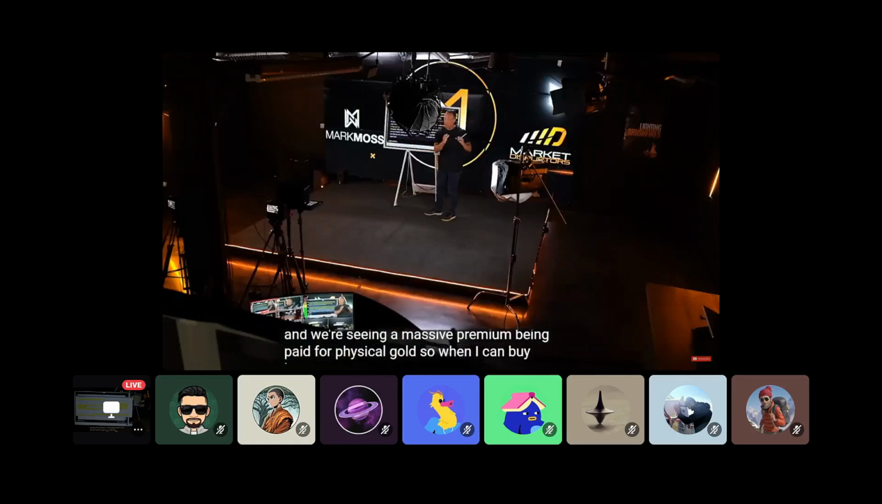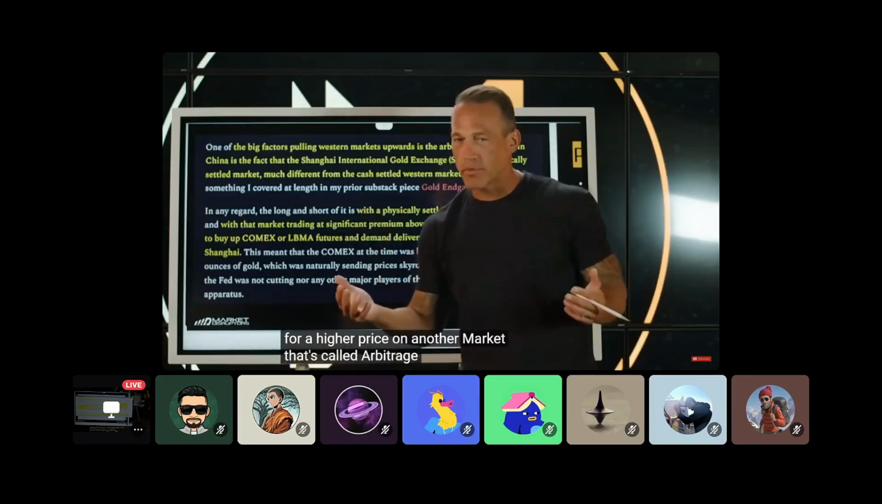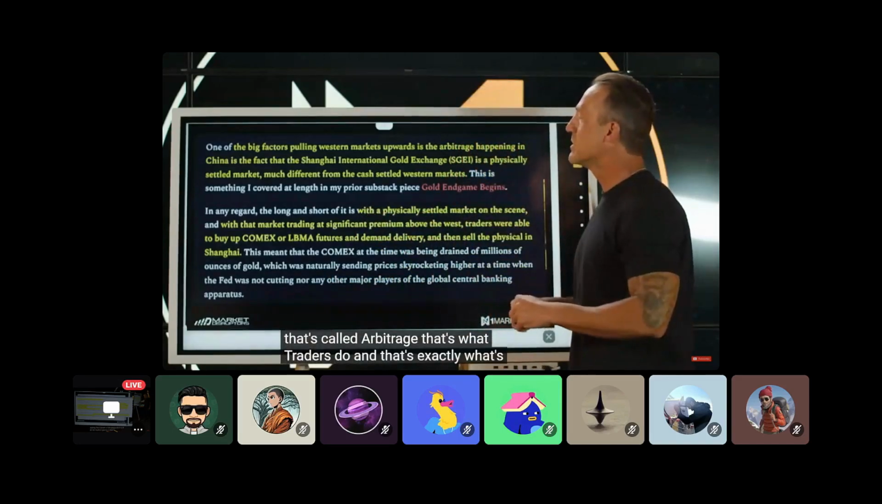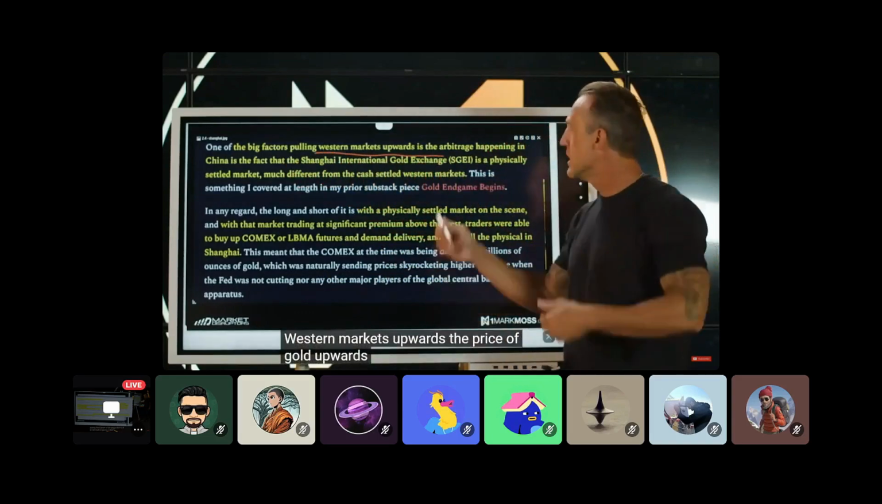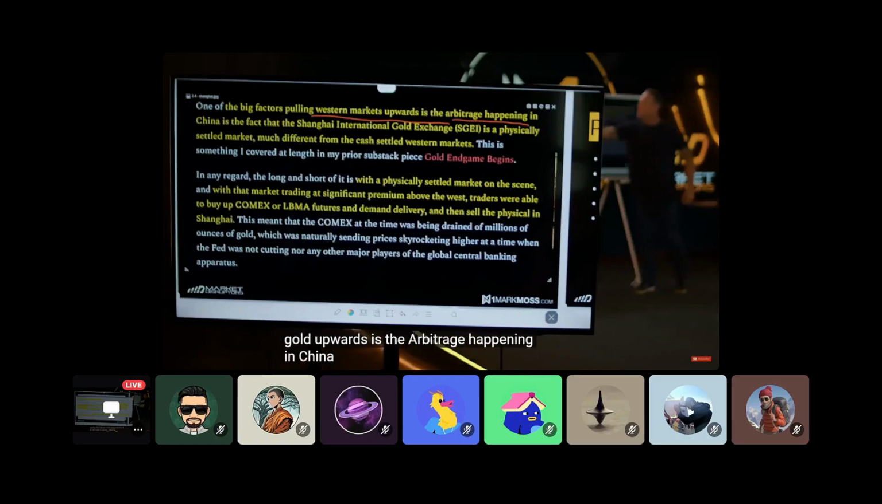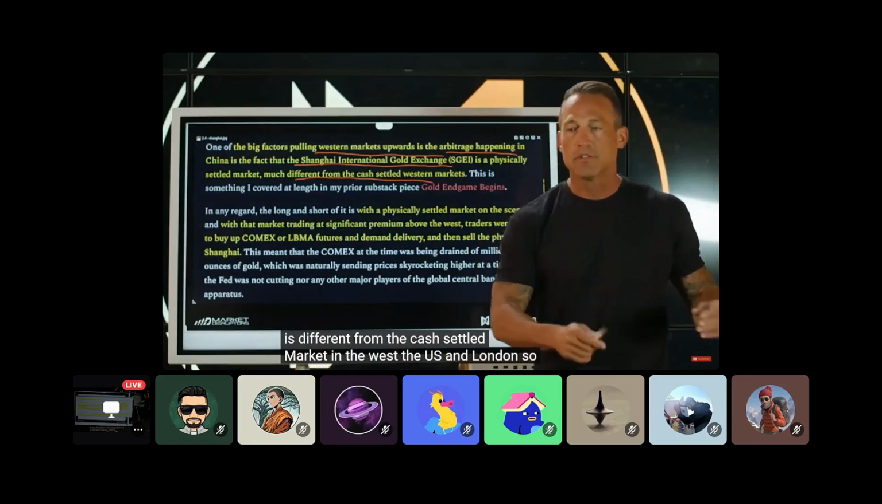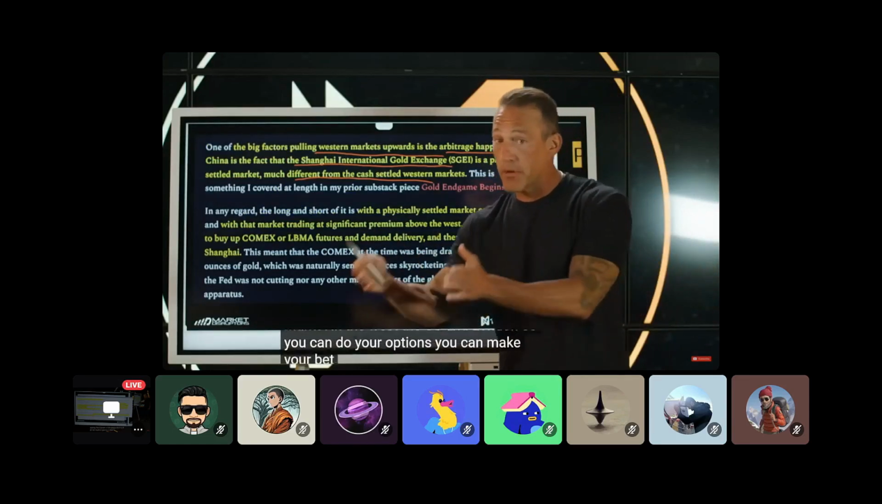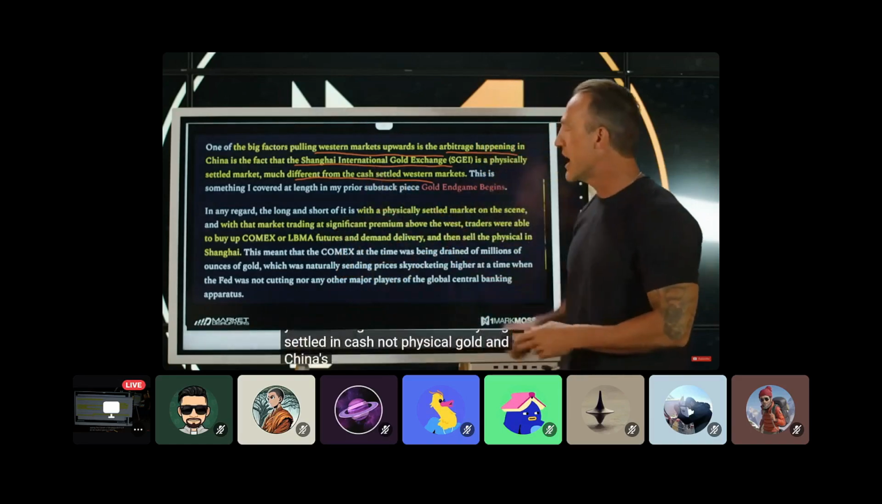So when I can buy it for cheaper on one market and sell it for a higher price on another market, that's called arbitrage. That's what traders do, and that's exactly what's been happening. One big factor pulling Western markets upwards, the price of gold upwards, is the arbitrage happening in China. And it's the fact that the Shanghai International Gold Exchange, SGEI, is a physically settled market, which is different from the cash settled markets in the West, the US and London. So you can do your options, you can make your bet on gold, but at the end, you get settled in cash, not physical gold. And China's changing all that.